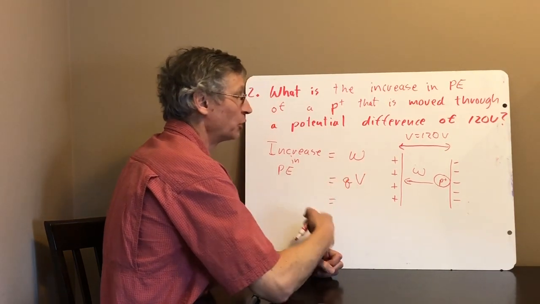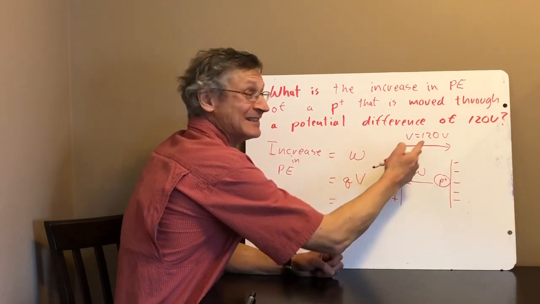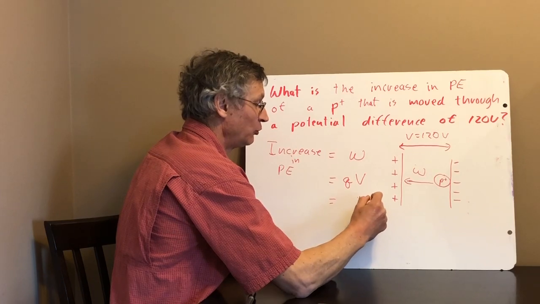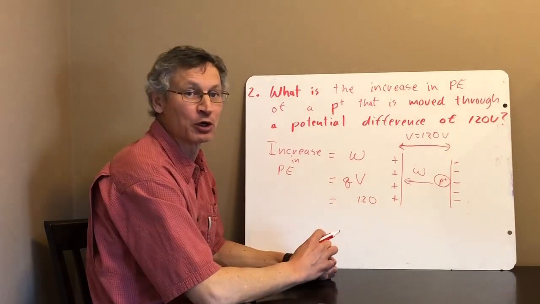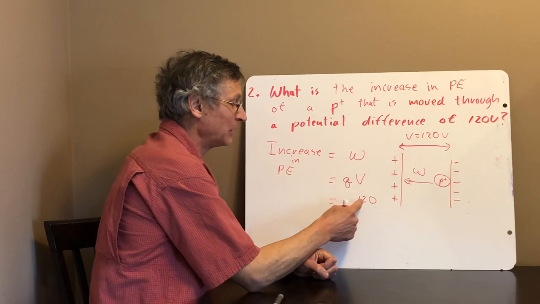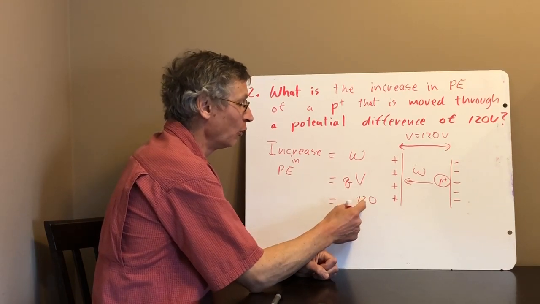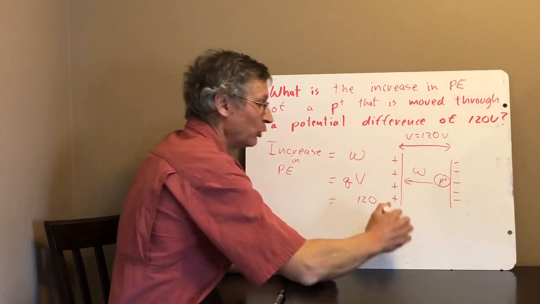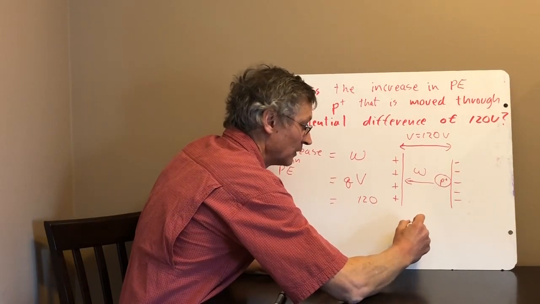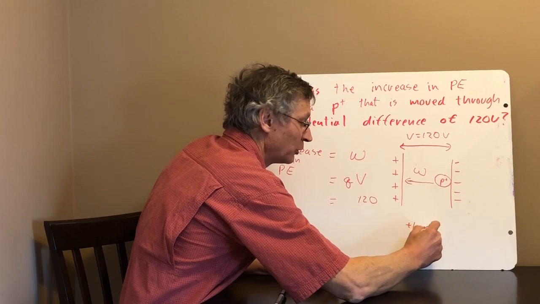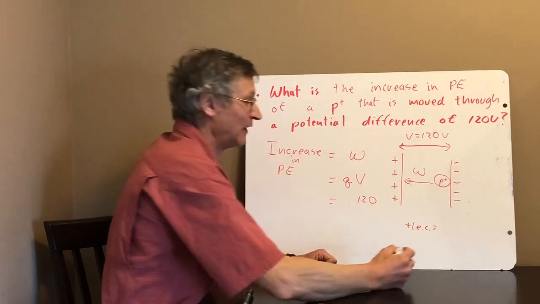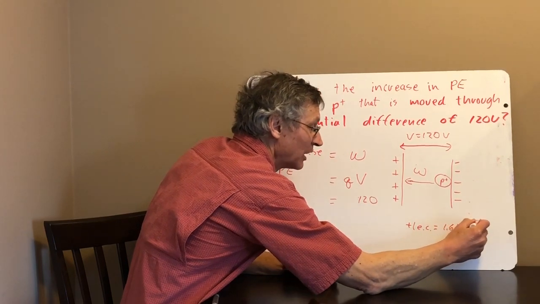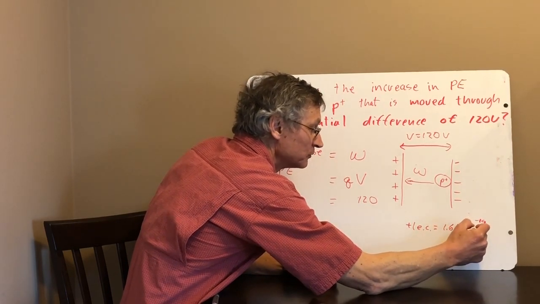What's the charge? Remember, your potential difference is 120 volts. That's 120 joules per coulomb. This 120 is 120 joules per coulomb. So we need our charge to be expressed in coulombs. We have a proton. The charge on a proton is, of course, one elementary charge, and that's equal to 1.6 times 10 to the minus 19 coulombs.